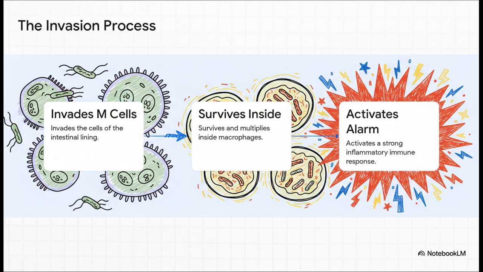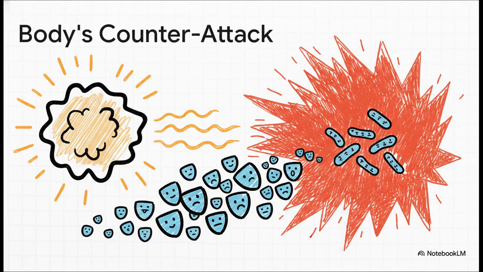So, here's a step-by-step of the invasion. First, it hones in on these specific cells in your gut lining, called M cells, and busts its way in. Then, and this is a really clever move, it actually lets itself get eaten by your immune cells, these things called macrophages. But instead of being destroyed, it just survives inside them. It uses them as a hiding place to multiply. And as you can imagine, this sets off some major alarm bells in your immune system. And oh boy, does that alarm trigger a counterattack.